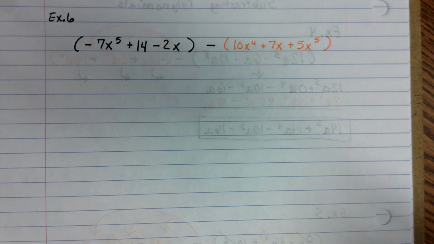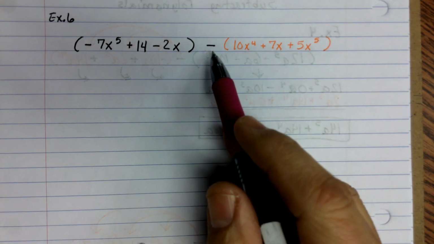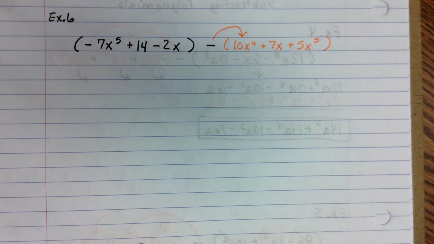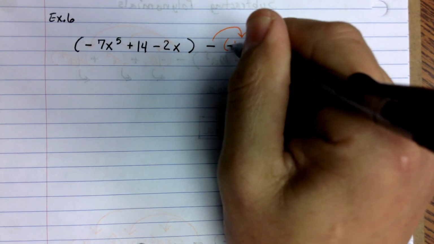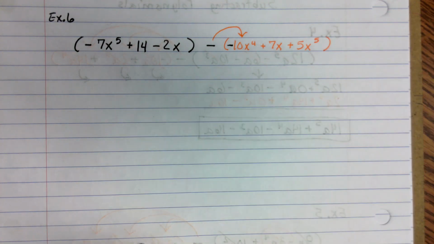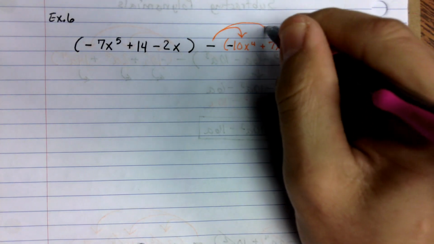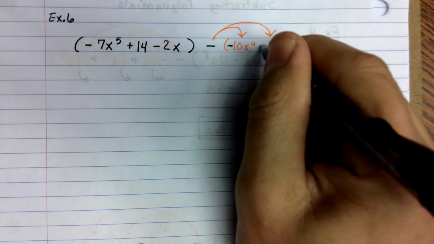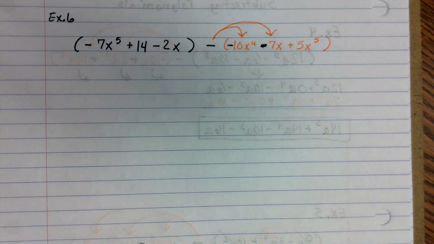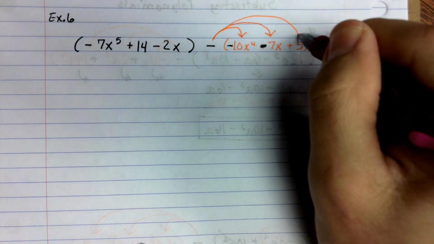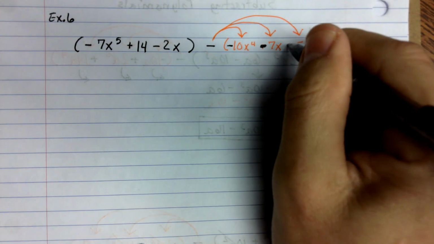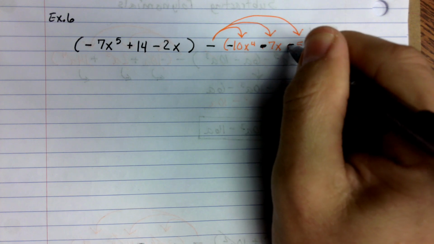And in our final example, we're going to once again take this negative sign and distribute it to this positive 10x to the 4th power, which is going to make it negative 10x to the 4th power. We're then going to distribute the negative sign to positive 7x, which is going to make it negative 7x. And we'll take the negative sign and distribute it to the 5x to the 5th power, and it'll make it a negative 5x to the 5th power.